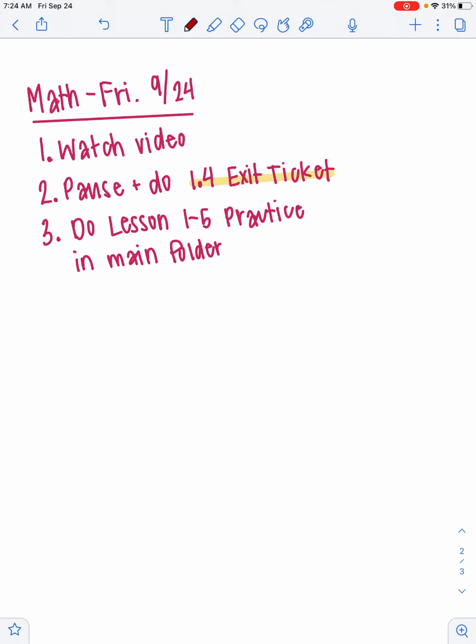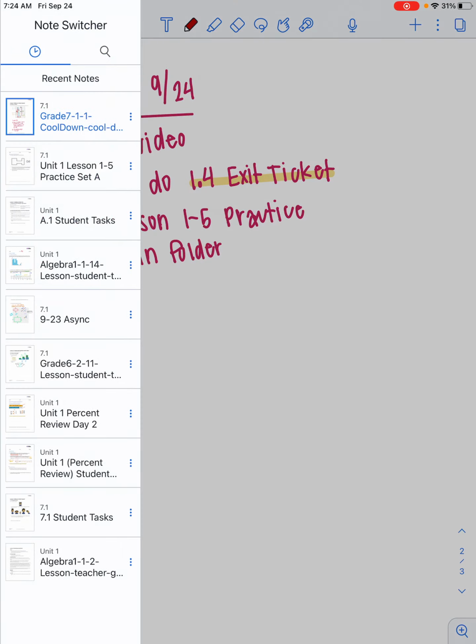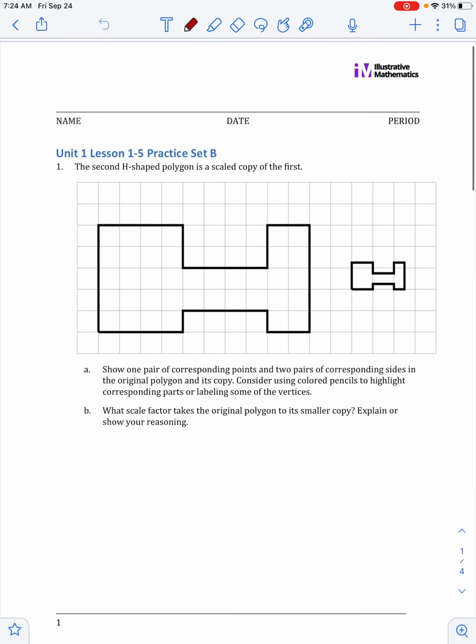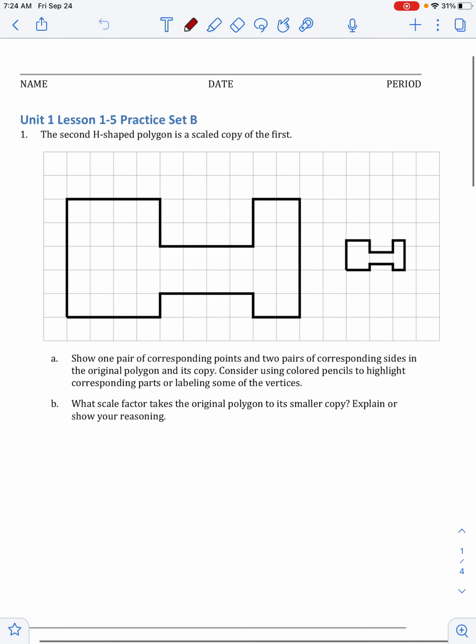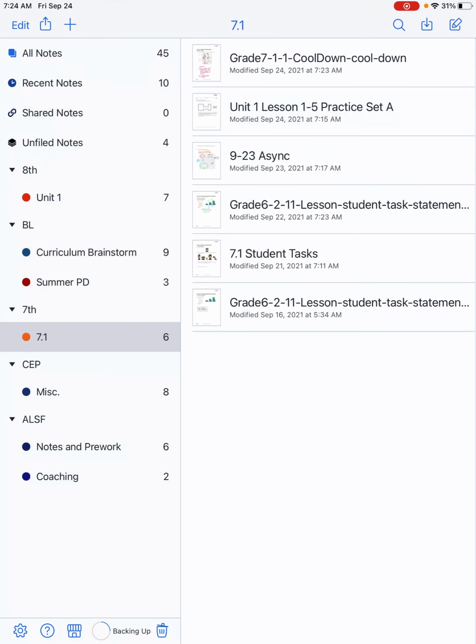So let's take a look. We can see a practice document that should look exactly like this in your main classwork folder. And I actually got that wrong. It doesn't look exactly like this. It looks like practice set A. So let me pause this video and I'll upload a part 2 where I'm showing you the correct practice. Go ahead and click the video below this.